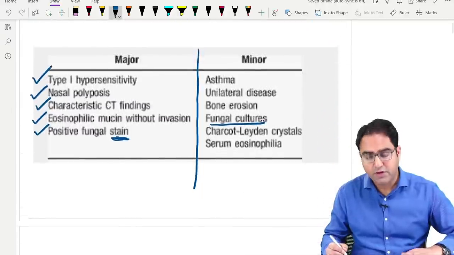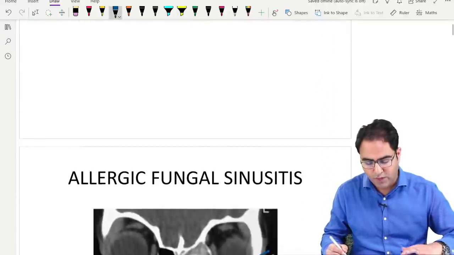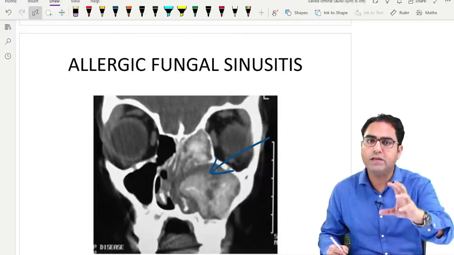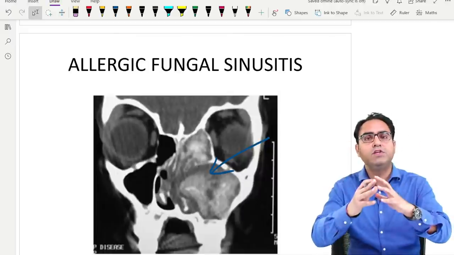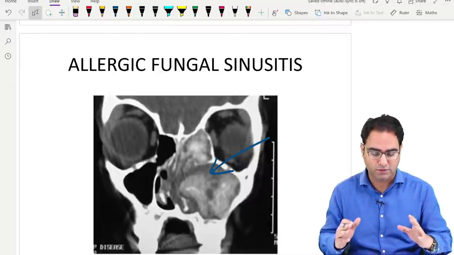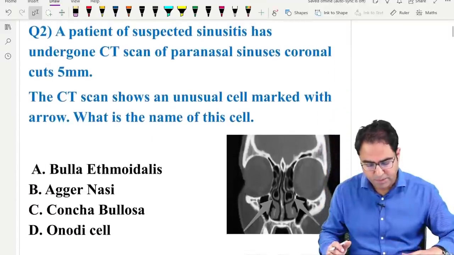Once again, I must reiterate, please do revise the topic of allergic fungal rhinosinusitis and look at this radiology question once again. The CT scan of the sinuses shows double density shadows or heterogeneous shadows, which is typical of allergic fungal rhinosinusitis. Now let us go to the next question.